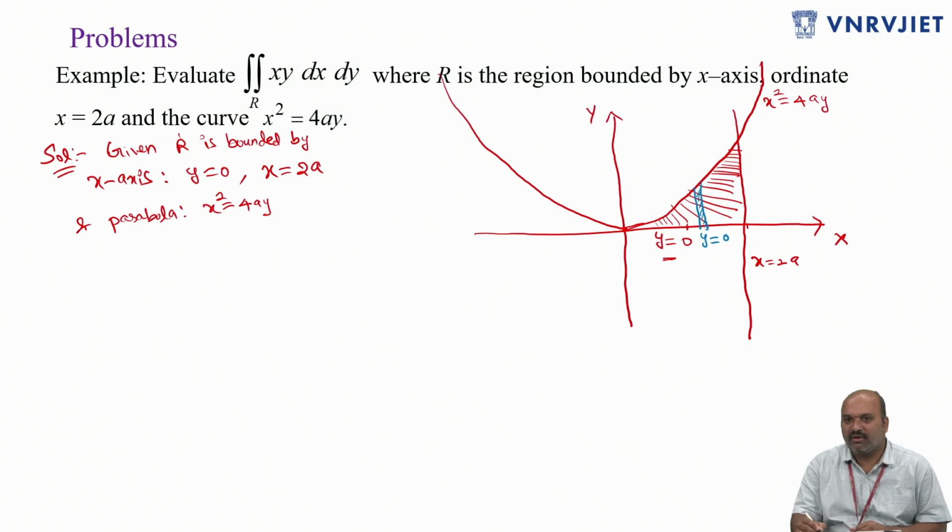So, y equals 0. The upper end of the strip is moving on the parabola. The parabola equation is x² = 4ay. We have to express this as y in terms of x, that is, y = x²/4a. So the y limits are 0 to x²/4a. These are the y limits.